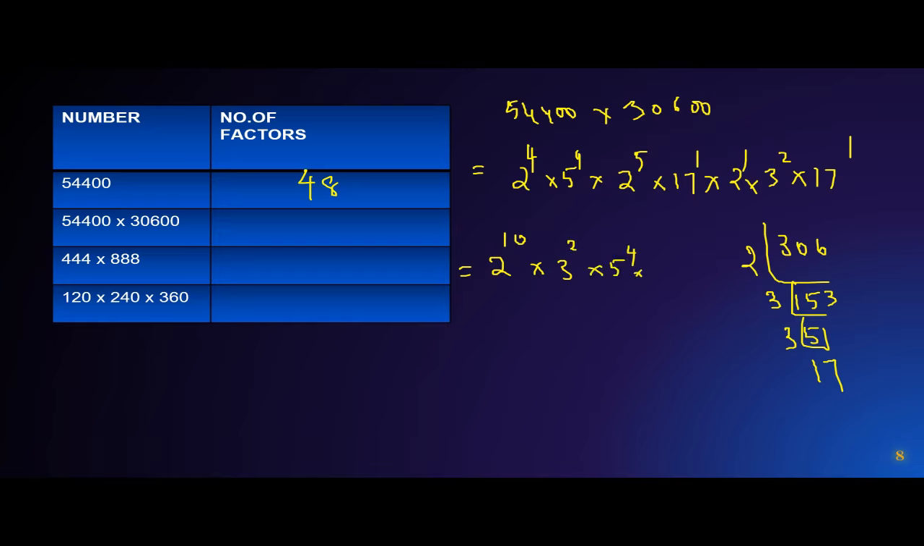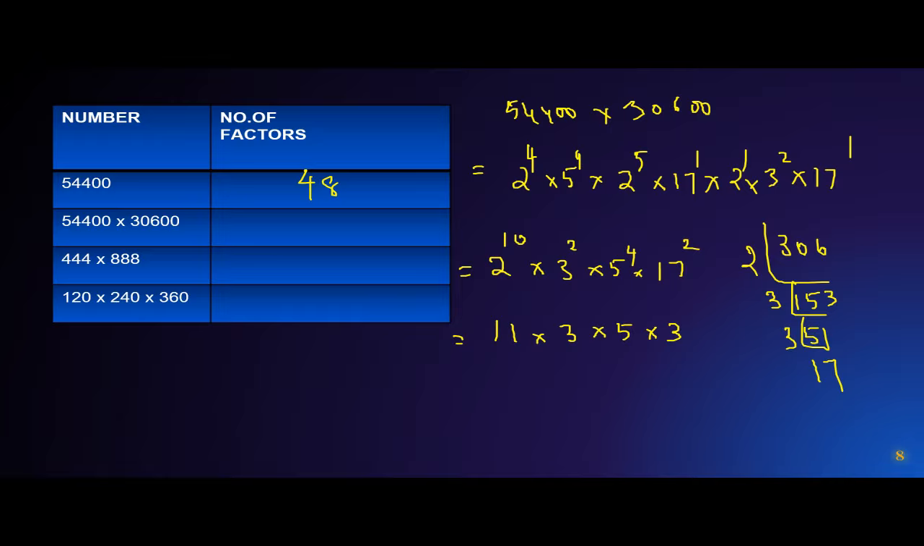17 power 2. So now this is in the form of a power p, b power q, c power r and d power s. So let's add 1 to all the numbers in the powers and multiply. So 10 plus 1 is 11, into 2 plus 1 is 3, into 4 plus 1 is 5, and then this will be 3. So on multiplying, 3 threes is 9, 9 fives is 45, 45 into 11.